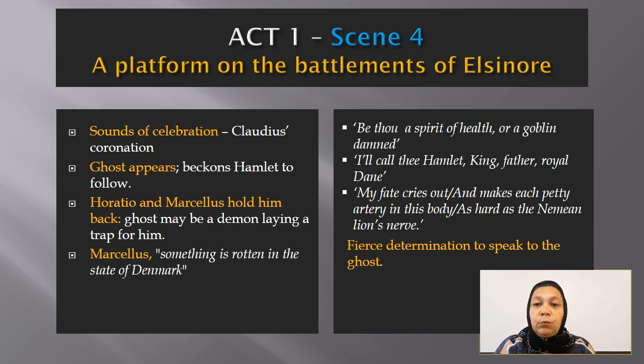It is Marcellus who makes the statement that something is rotten in the state of Denmark. Remember, people were extremely superstitious, so whenever there was some kind of ghostly appearance, it would be an indication that on earth amongst human beings, something was awry. And remember, we spoke about the chain of being, and as an audience, we are later going to find out that somewhere in the chain, things have come undone, and therefore Denmark is in that rotten state, which Marcellus comments on.